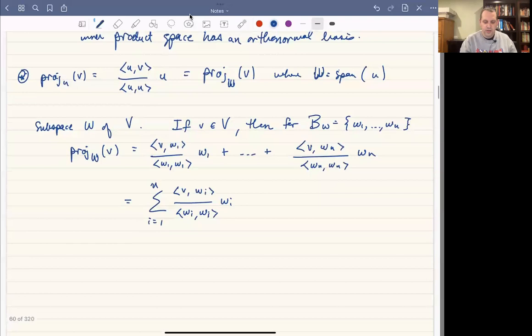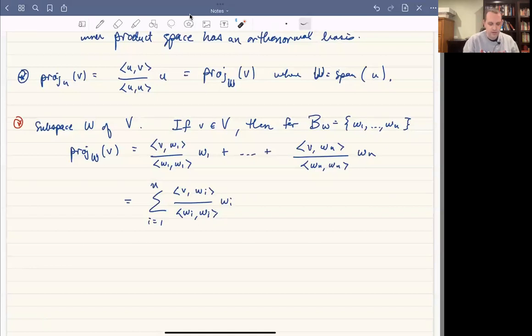So you can think of the projection of a vector onto another vector as the projection of v onto the subspace spanned by that vector u. That's another way to think about the projection, and this is how we generalize to the projection of a vector onto a subspace. If the vector v that you're starting with is in W to begin with, then the projection of v onto W is just v.